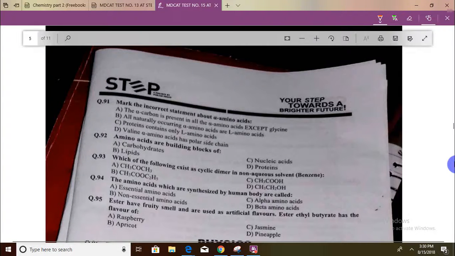So you need to mark the incorrect statement about alpha amino acids. The alpha carbon is present in all the alpha amino acids except glycine. That is wrong. It's present there as well. All naturally occurring alpha amino acids are L. Possibly correct. Vitamins contain only L amino acids. The valine alpha amino acid has a polar side chain. Valine most certainly does not have that.